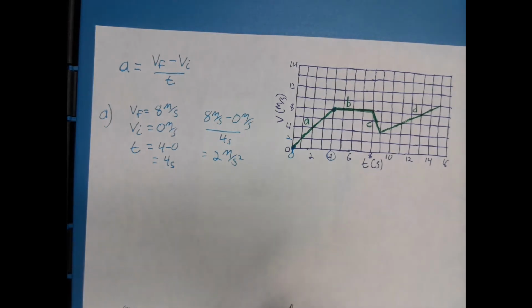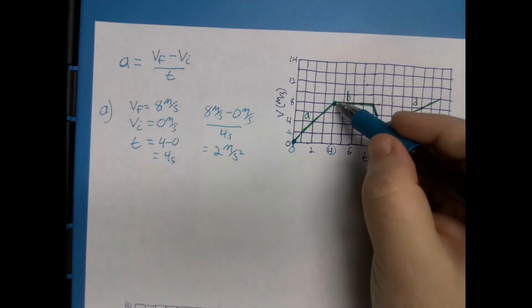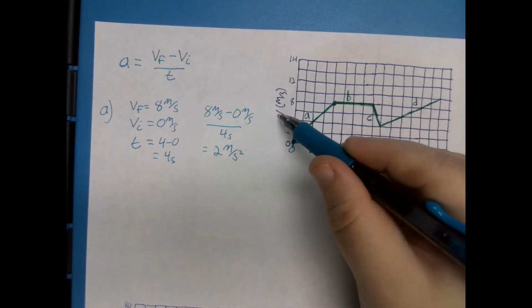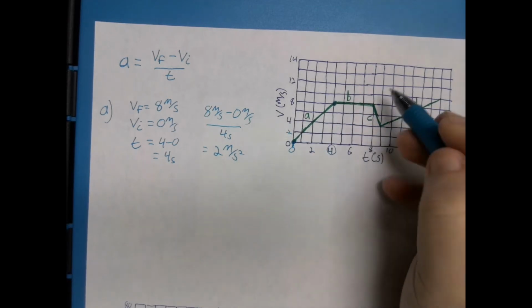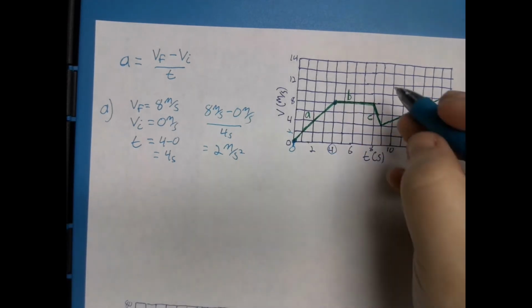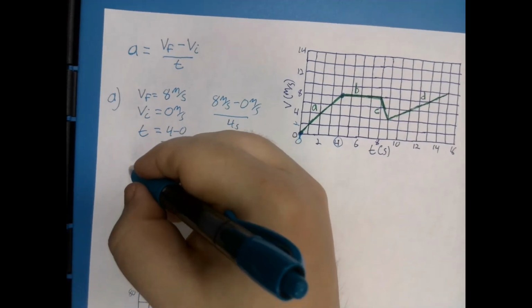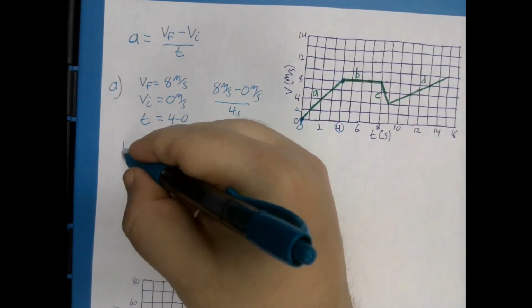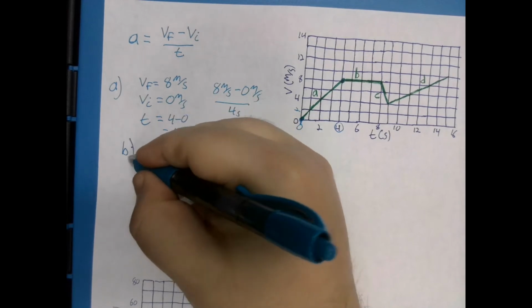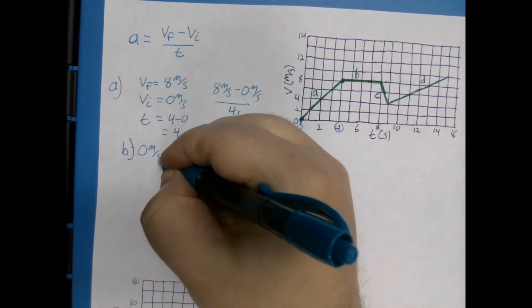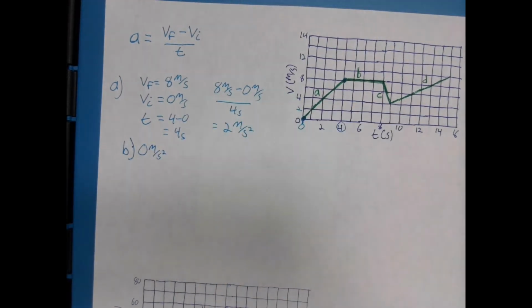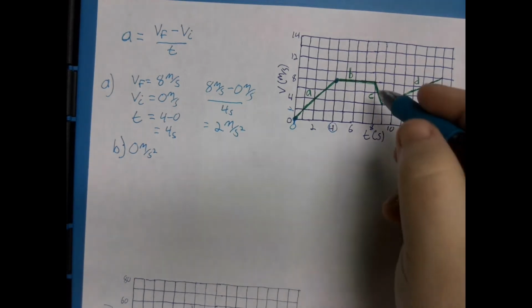So let's look at line segment B. B is a flat line. This is a speed or velocity time graph, so a straight flat line implies that B has 0 acceleration. So for section B, it would have 0 meters per second squared. Looking at C.